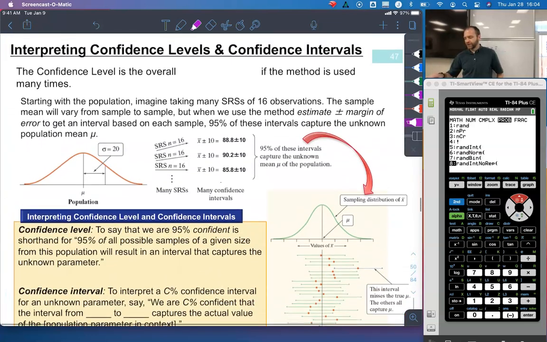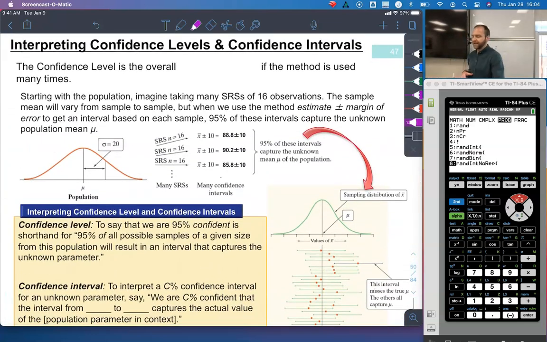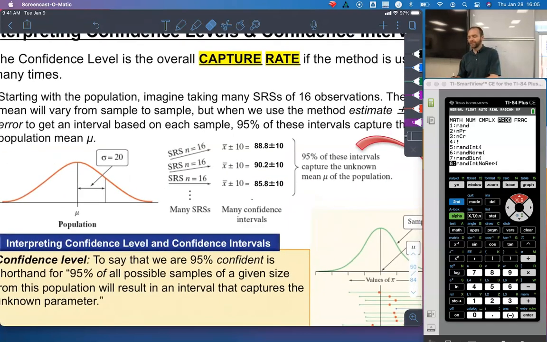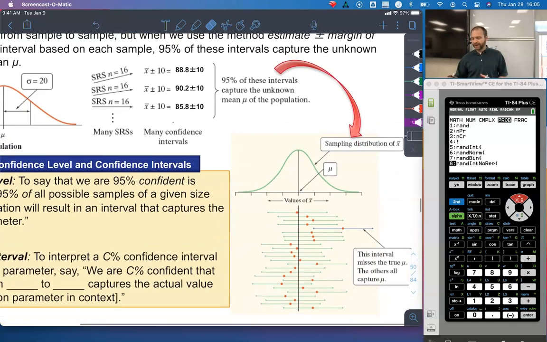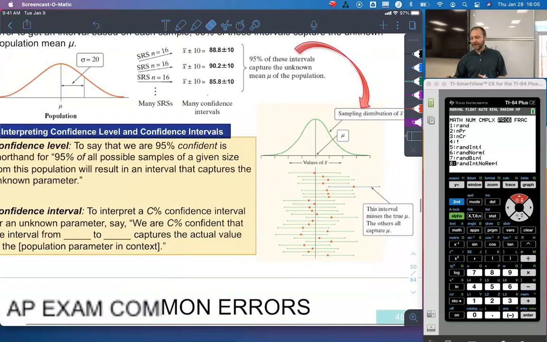So that was meant to kind of show you. So here we go. A confidence level is the overall, and this is a really good phrase to know, it is the overall capture rate if the method is used many times. So you start with the population, and imagine taking 16 different simple random samples. The sample mean will vary from each sample, and we can see that here. So I have a population. The sample mean varies. I plot those, and that's this part right here down below. So I plot all those, and I did 16.